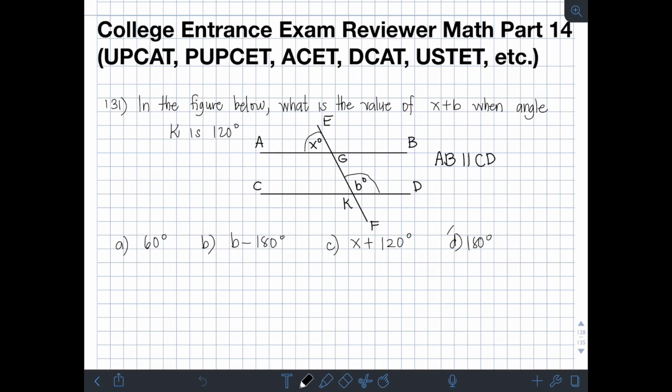So, sa last part, nagtapos tayo sa item 130. So, let's start with item 131. So, in the figure below, what is the value of x plus b when angle k is 120 degree?